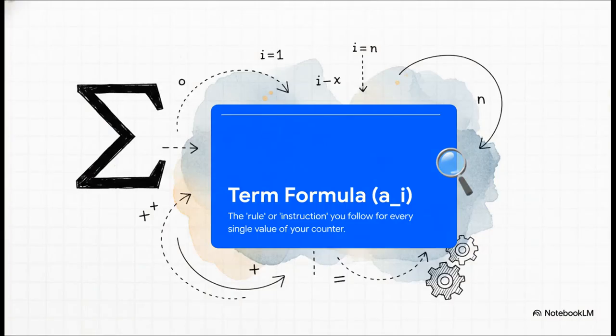And finally, there's the expression right next to the sigma. This is the rule. This is the actual math you have to do at every step. As your counter ticks up from the start to the stop, you plug its value into this formula. This is the what-to-do part of the whole instruction set.